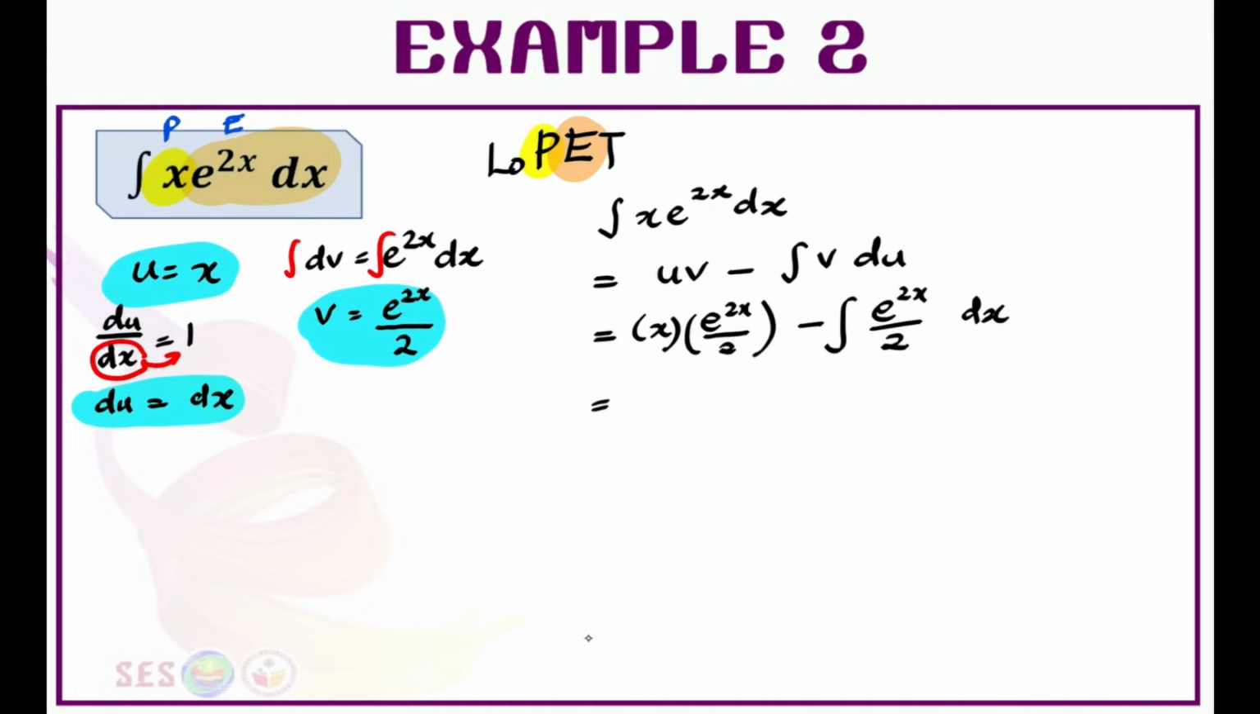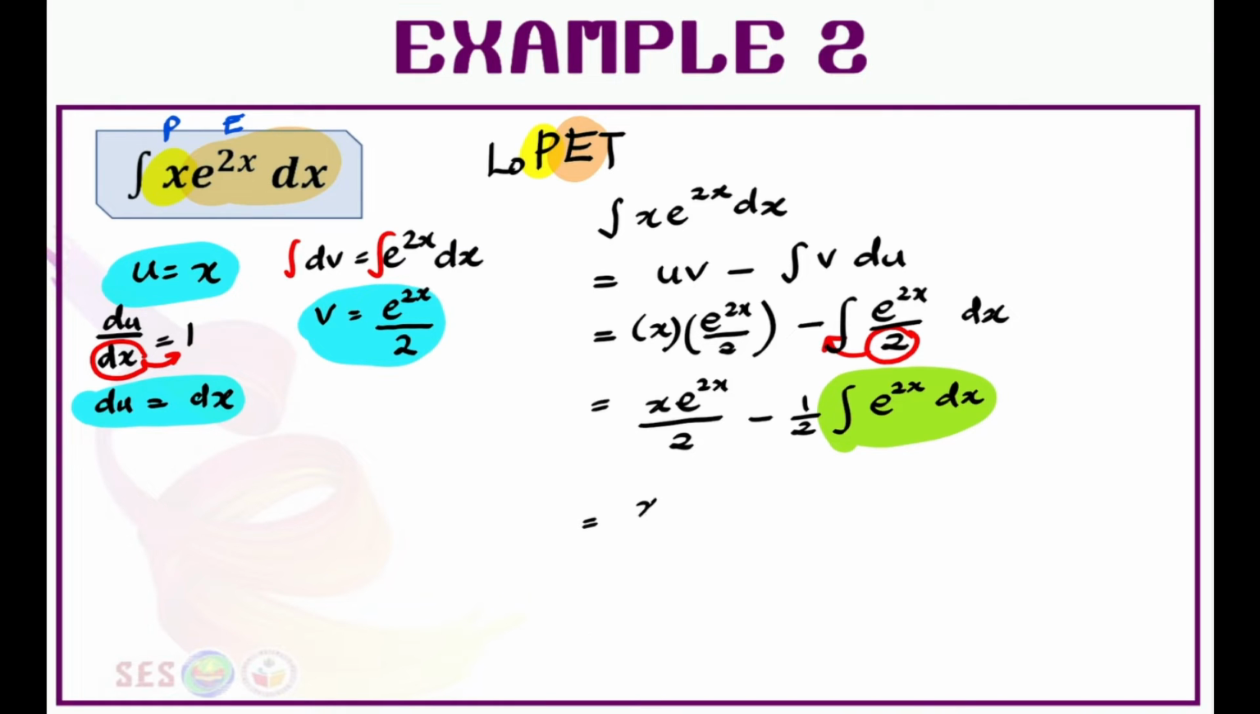Okay, so now I need to do some rearrangements. So for the first term, just multiply them together. And for the second term, for the integration part, I take out the 1 over 2, bring it to the outside because it's just a constant. So I am left with integration of e power 2x dx. Next step is solve. Solve means solve this integration part.